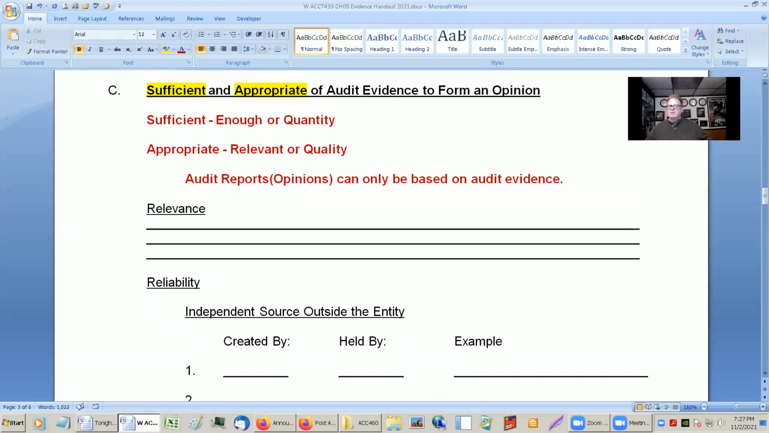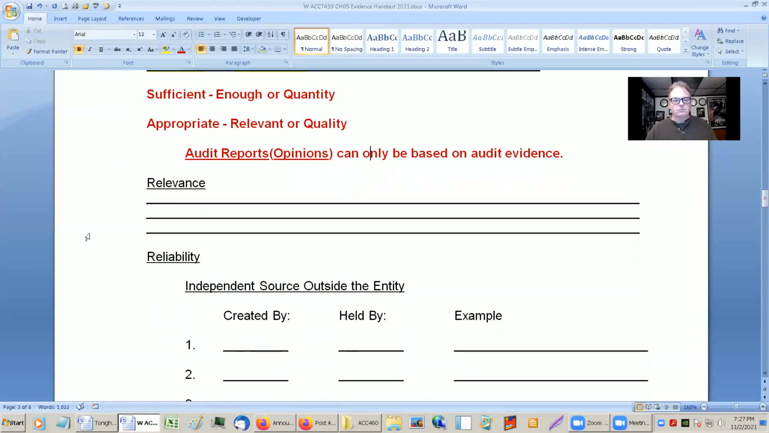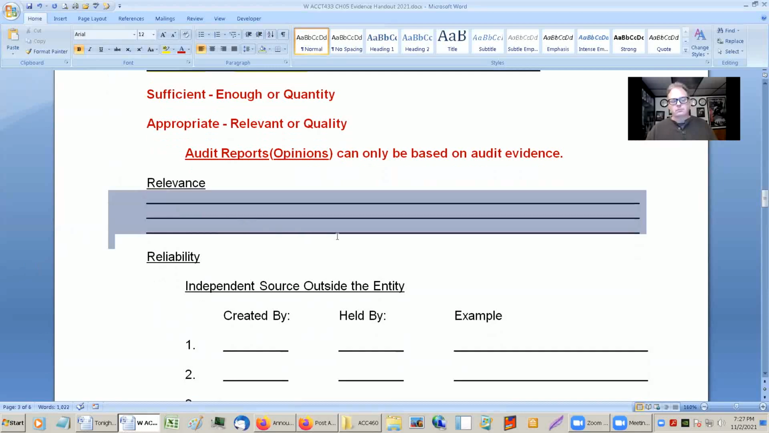So if you can't verify something, you can't have the client say, well, I'll put it in, I'm on the hook for that one. It can't be like that. Your audit report or opinion, same thing, these are used interchangeably, can only be based on audit evidence. If you don't have the evidence, you can't do it. You have to have enough good evidence. You don't always have to have the very best evidence, but you have to have enough good evidence that you can make a report.